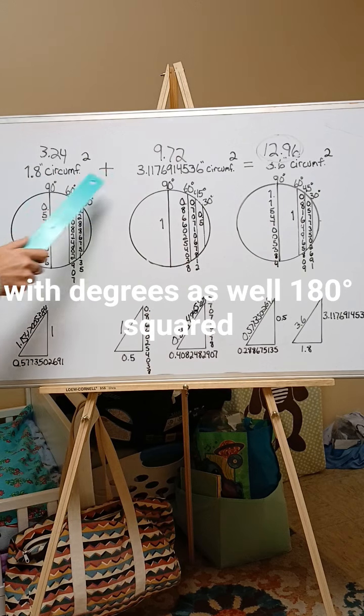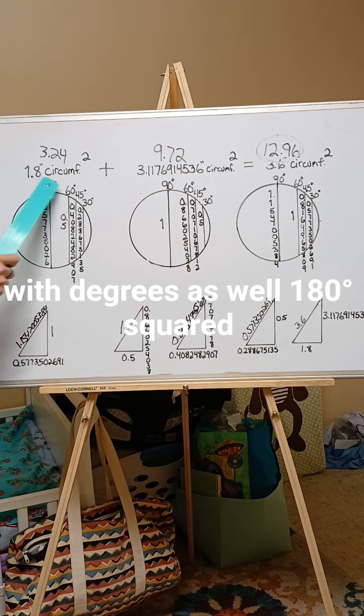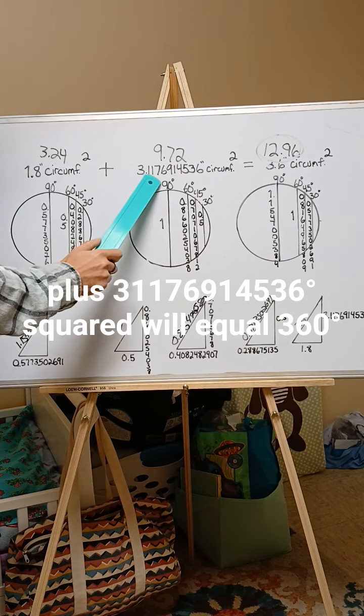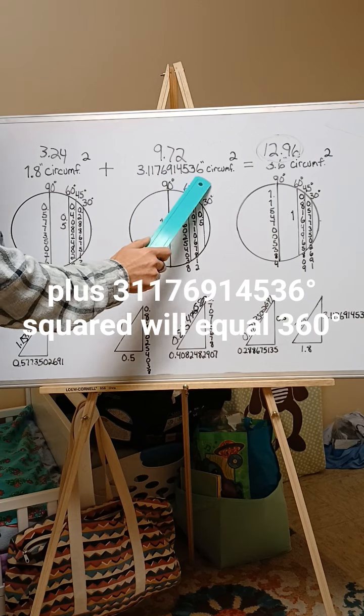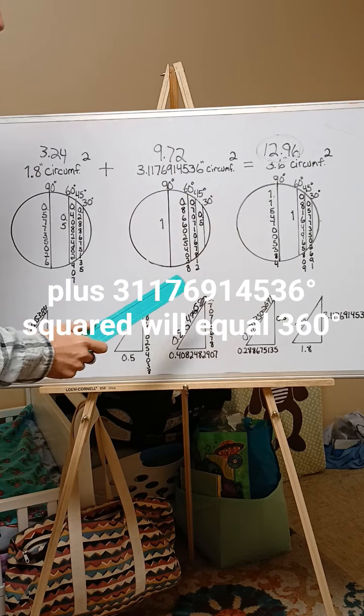You can do that with degrees as well. 180 degrees squared plus 311.76914536 degrees squared will equal 360 degrees squared.